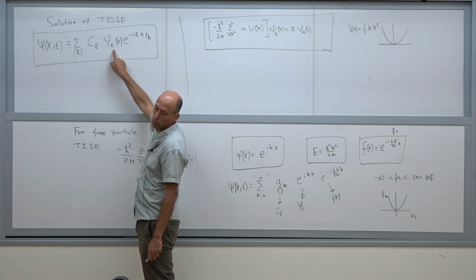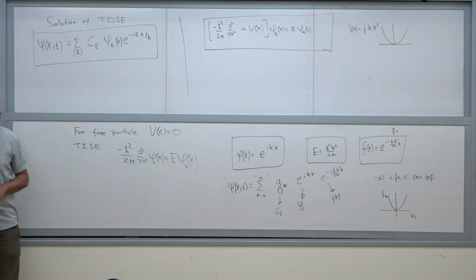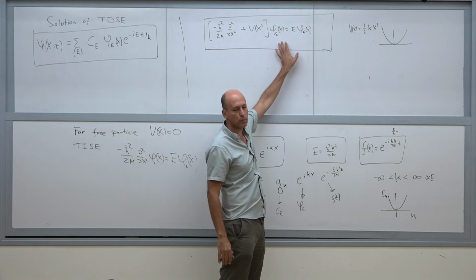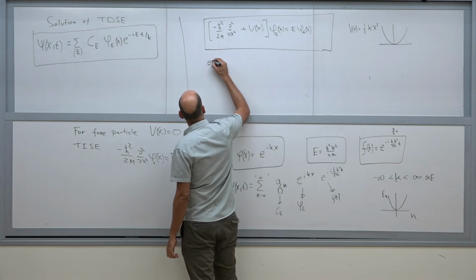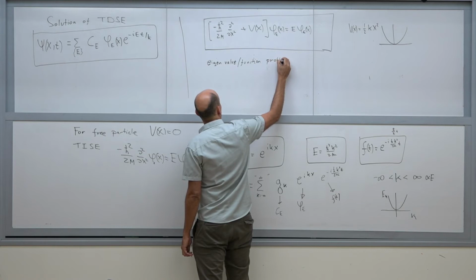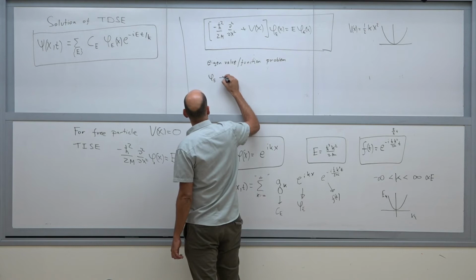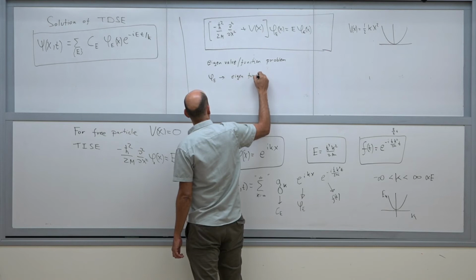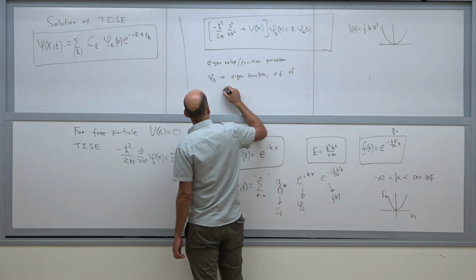So I don't know if you had in the past solved these type of equations and you know something about this problem, but this problem is called an eigenvalue/eigenfunction problem. And we say that phi E is the eigenfunction. The eigenfunction of what? Of the operator H, and the E, these are eigenvalues.